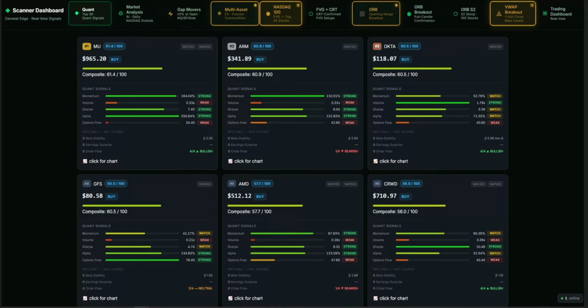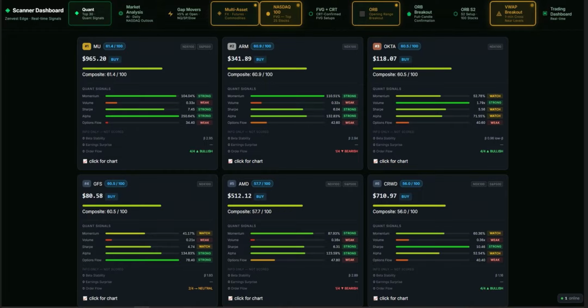Signal 3, volume anomaly, 20% of score. Volume is the fingerprint of institutional activity. When the big money is moving in or out, volume tells you before price does. We use two subsignals. Relative volume, today's volume divided by the 20-day average. 1.0 means average, 2.0 means double the normal. We log normalize this to prevent one extreme day from dominating the score.